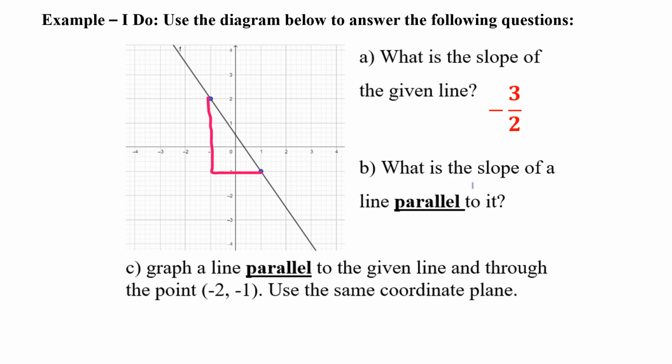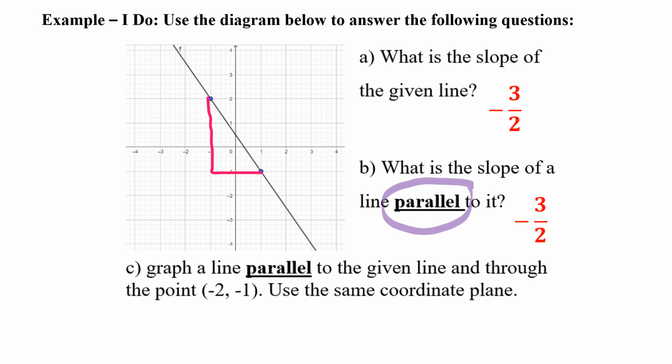Then it says, what is the slope of a line parallel? Well, remember, parallel lines have equal slopes. Right? That's what we did last class. Parallel lines have equal slopes. So if the slope of the given line is -3 over 2, the slope of a parallel line is -3 over 2. So I know my slope of my new line.